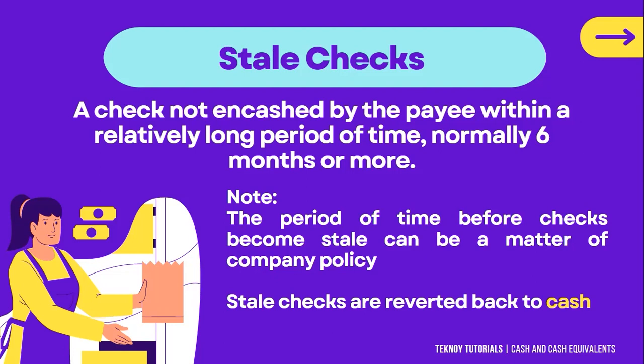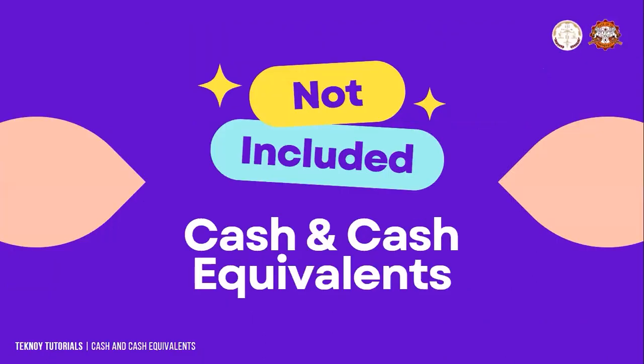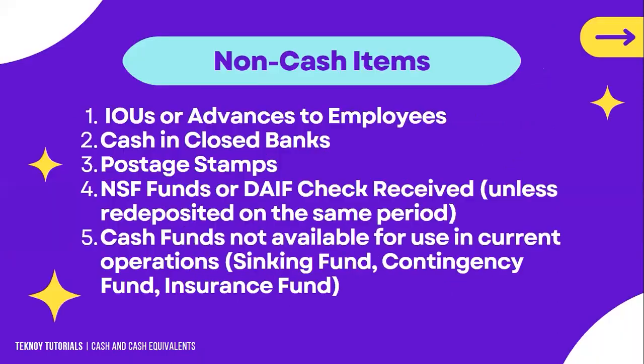All right, everyone. Those are significant items you must know that are part of cash and cash equivalents. Now, at this part, I am going to discuss what are items not included as cash and cash equivalents. First, we have IOUs or advances to employees. Second, cash in closed banks. Third is postage stamps. Postage stamps is a non-cash item since unused postage stamps are actually treated as prepaid supplies.